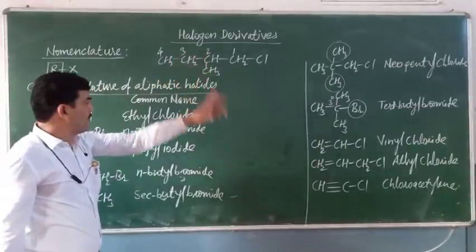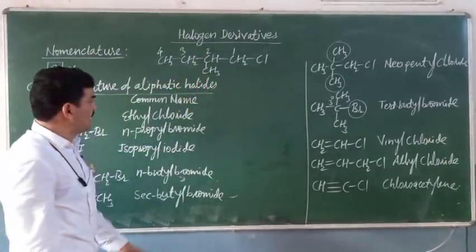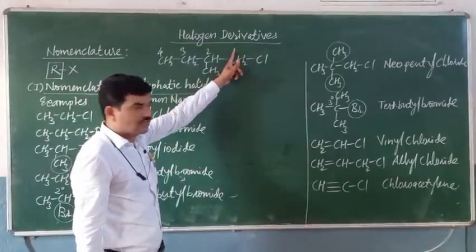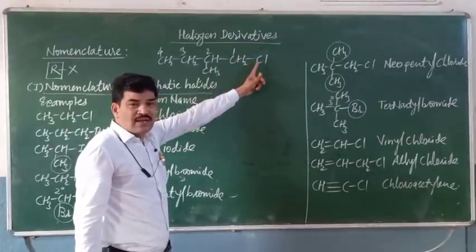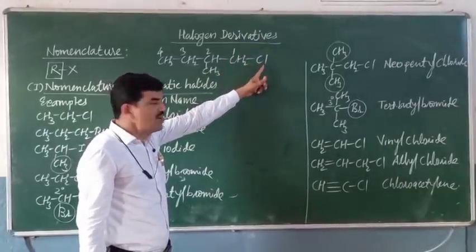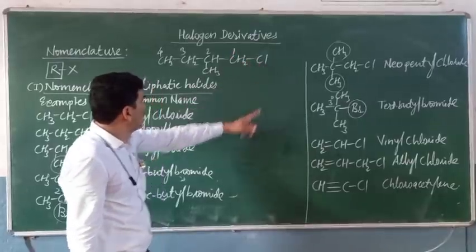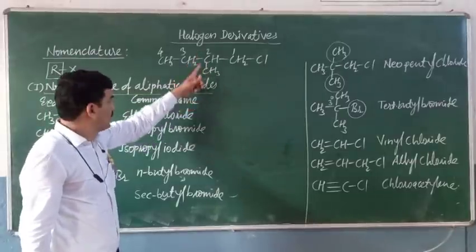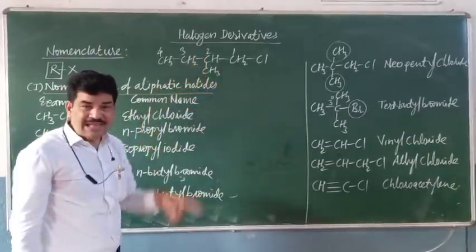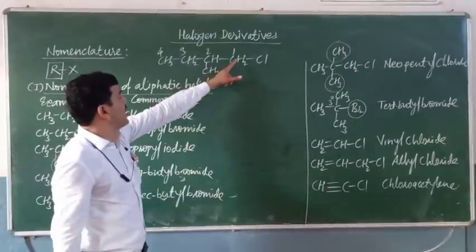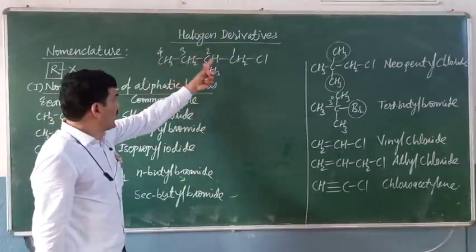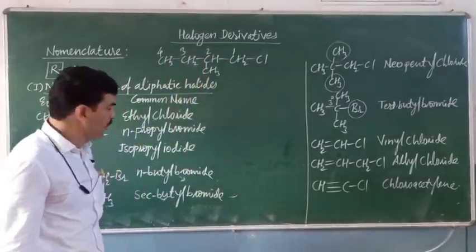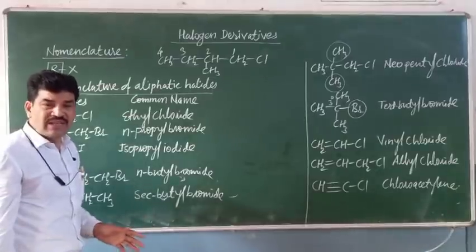Now how to write this IUPAC name? First of all write the position of the halogen. The position of the halogen is 1, followed by the name of halogen in the form of halo, here chloro: 1-chloro. Now here the branch is present, so write the position of the branch, 2, the name of the branch, methyl, and lastly the name of the parent, butane. So its IUPAC name will become 1-chloro-2-methylbutane. This is the simple procedure to obtain the IUPAC name.